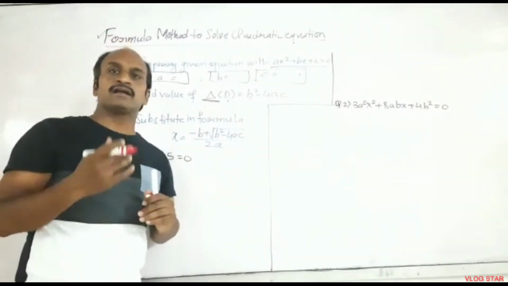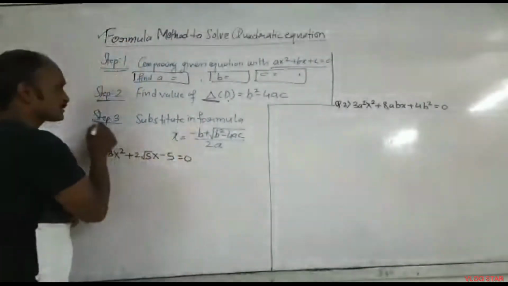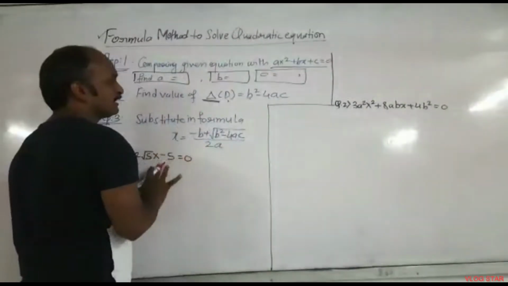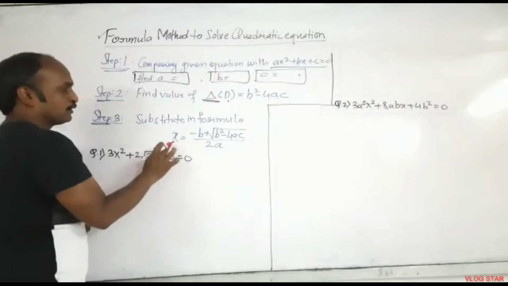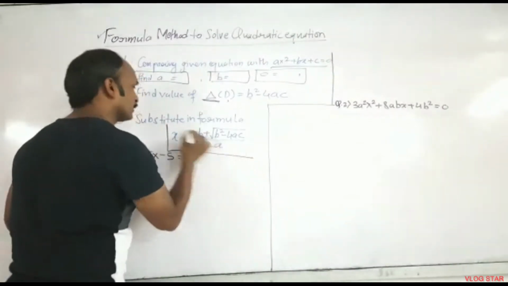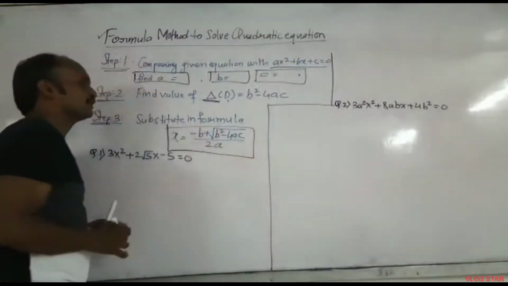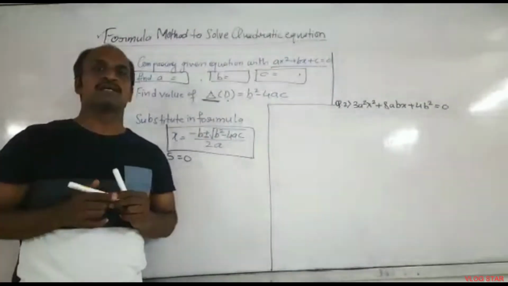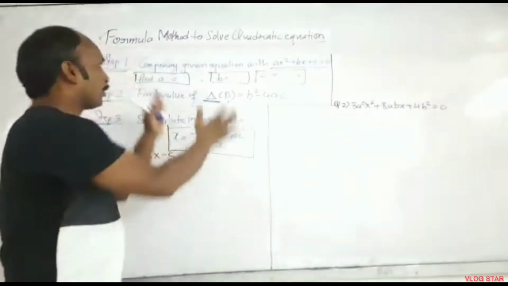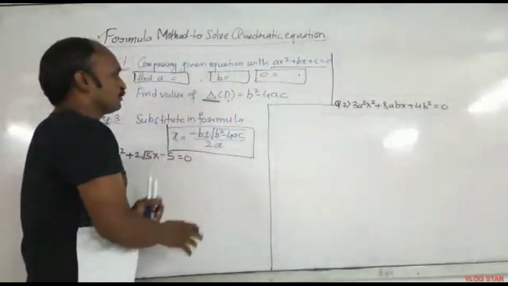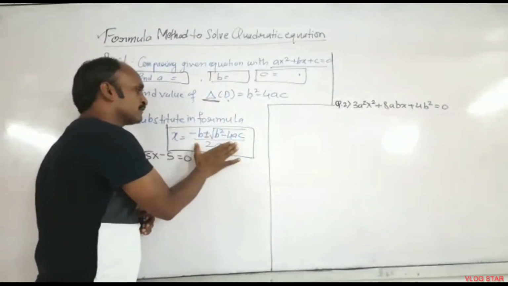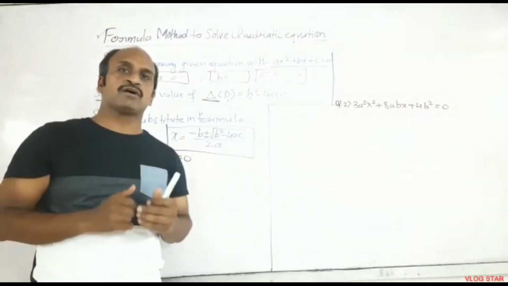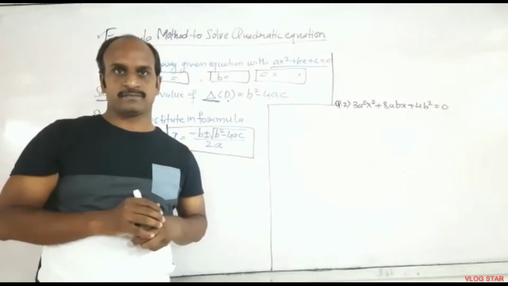Then comes the third step, that is to substitute the given values of a, b, c and delta in the formula, which is given by x is equal to minus b plus minus under root b square minus 4ac upon 2a. So all the values we have got, we have to substitute in this formula and simplify that to get the solution of the quadratic equation. So remember the three steps.